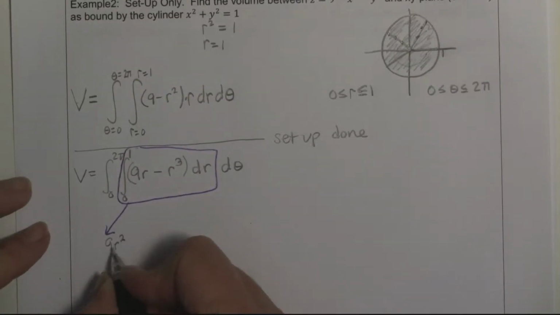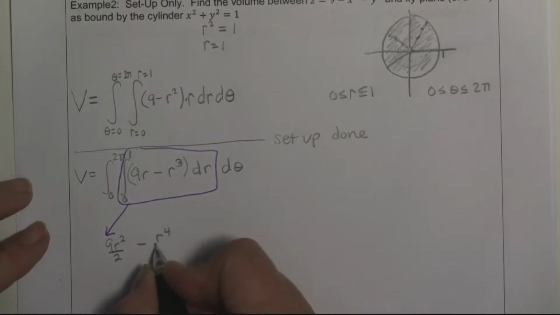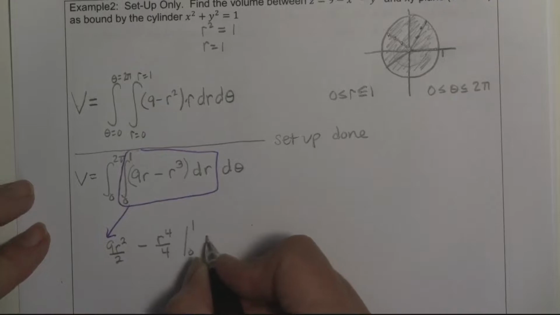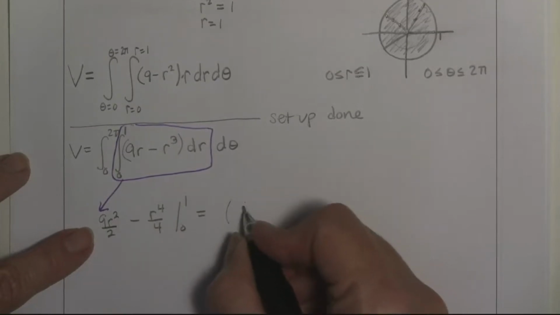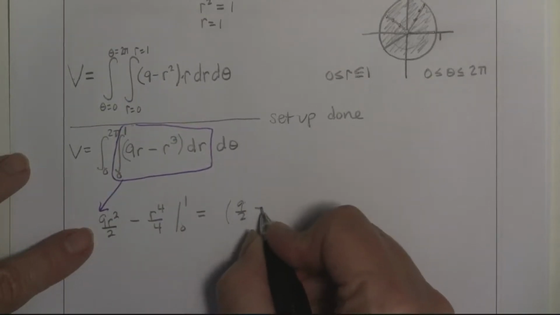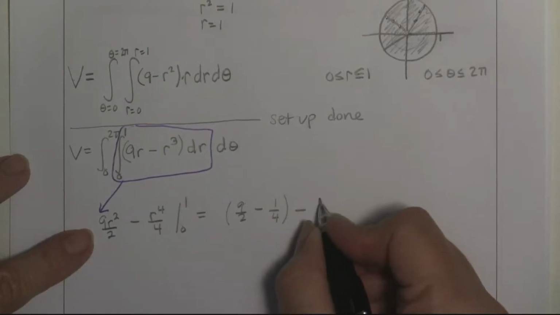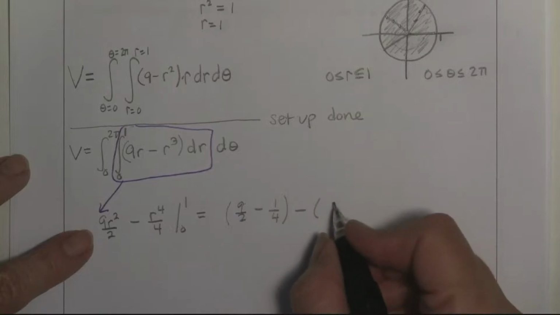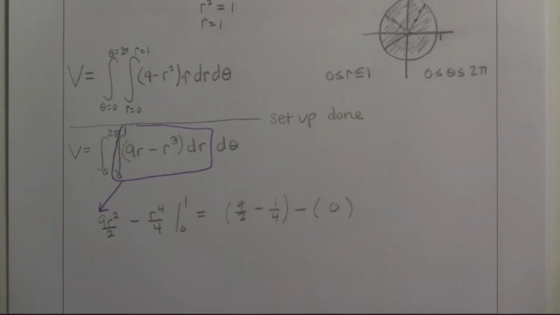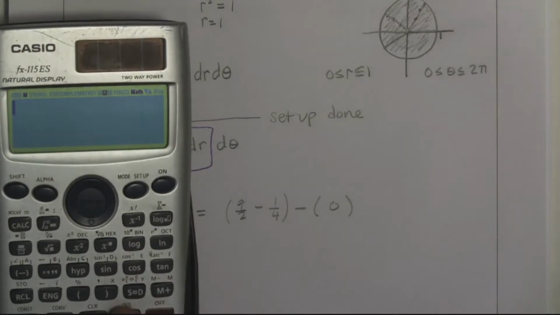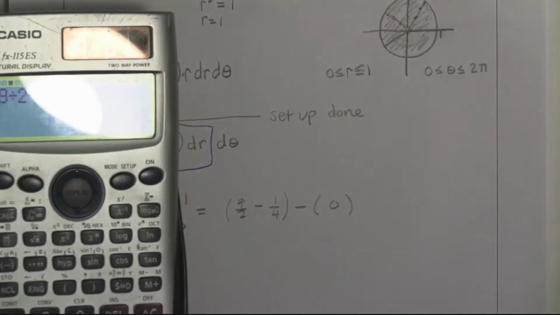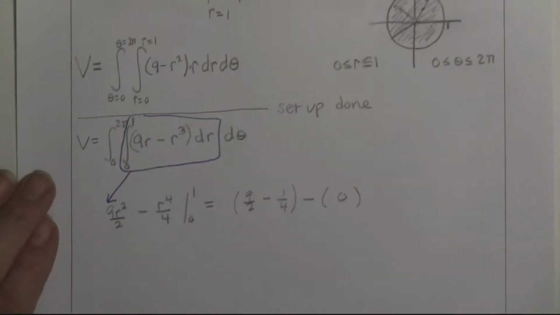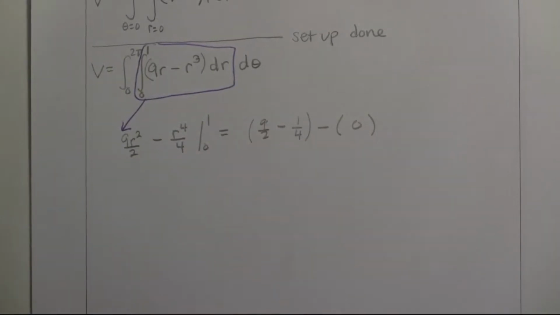So 9r squared over 2 minus r to the 4th over 4 from 0 to 1. And so that is equal to, when you put in 1, upper bound minus lower bound, you get 9 over 2 minus 1/4, minus, and then when you put in 0 for the lower bound, fundamental theorem of calculus, I get 0. So I should know what 9/2 take away 1/4 is, but not today. And so I'm getting my calculator out. So 9/2 take away 1/4, and it's 17 over 4. And so we just did this work right here.